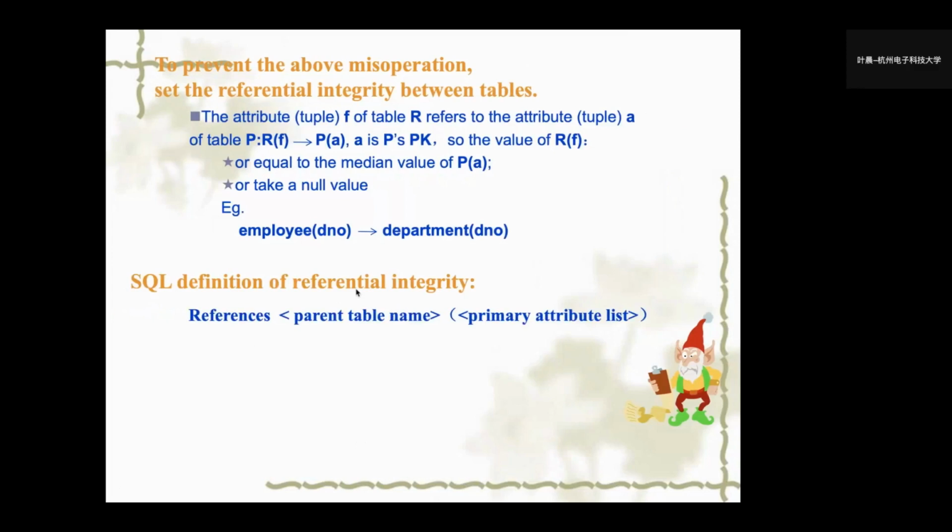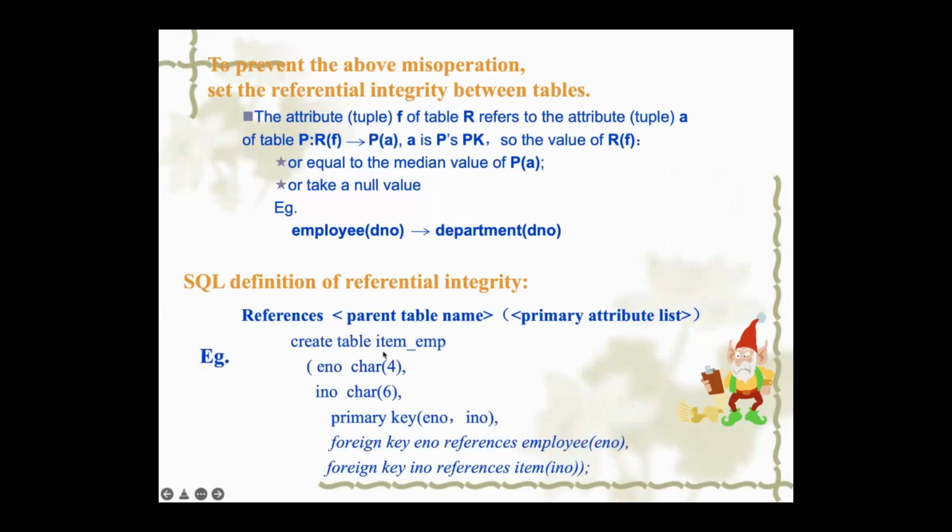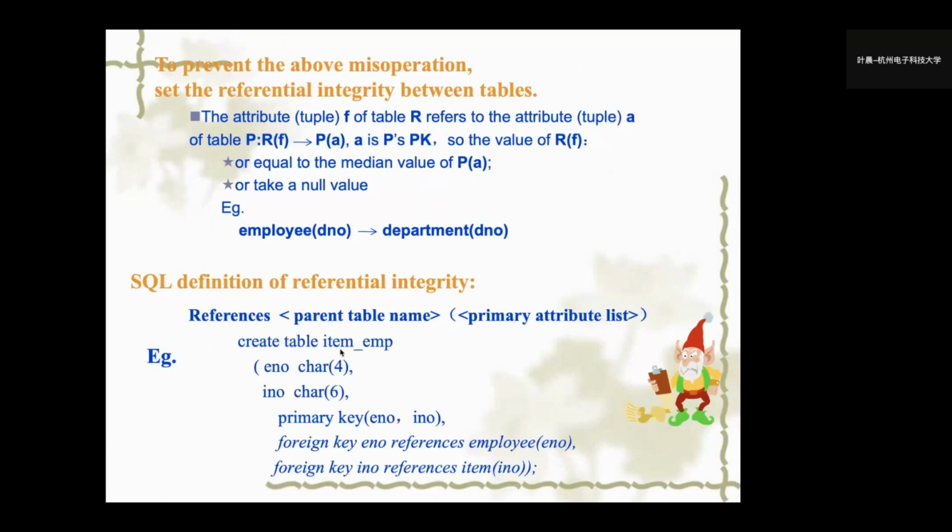For the SQL language, we can define this kind of reference constraint like this. For the employee item table, if you want to define this referential integrity during the process of creating the table, you can write like this. First, you need to define a table with the table name and the table's attributes, and we set the UNO and INO as the primary key. And as the UNO and INO are also the foreign keys of the employee table and item table, we write foreign key UNO references employee UNO and foreign key INO references items INO. So this is the usage of the SQL language for referential integrity.